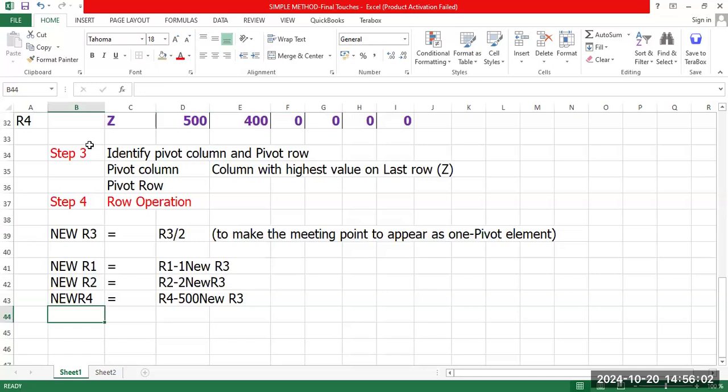Any question about row operation, colleagues? Oh, it is clear.